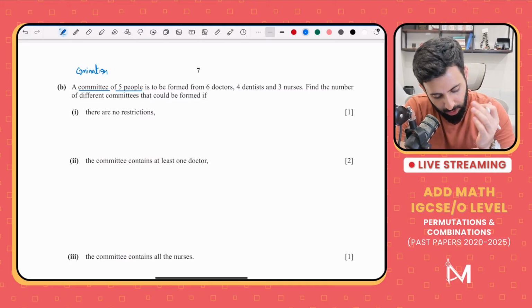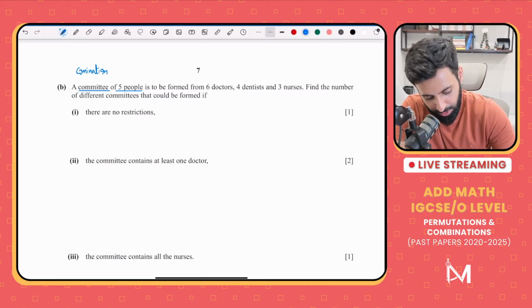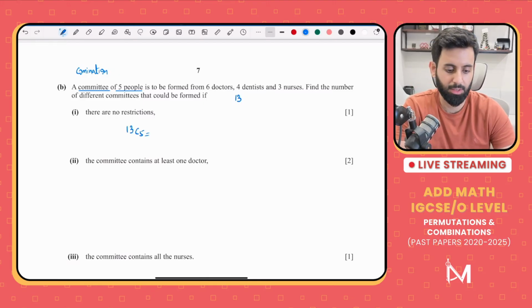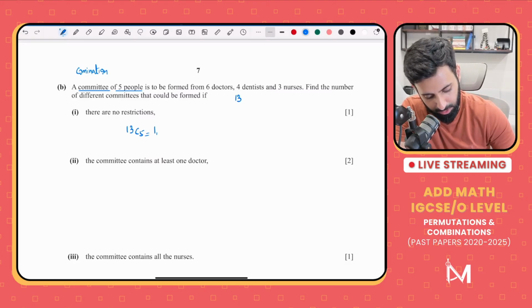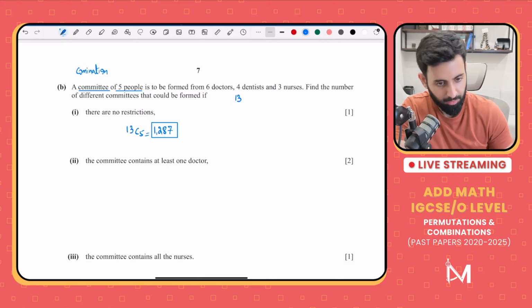So there are a total of how many people? There are a total of 13 people, of which you have to select 5. So that's 13C5. That's it. 13C5, what's that equal to? That's equal to 1,287. That's it. Job done.